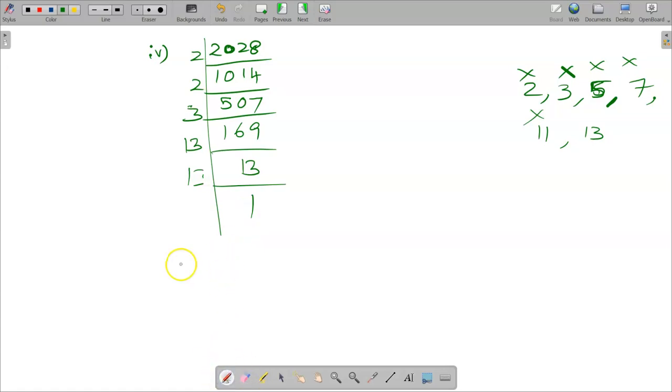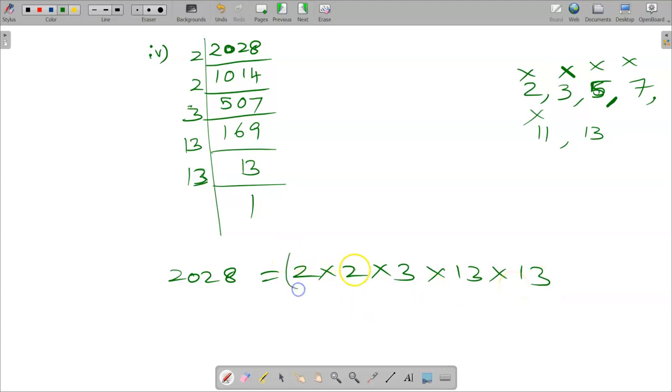So I can write the number 2028 as 2 into 2 into 3 into 13 into 13. So what are all the numbers you have written here, just multiply all the values and then try to make a pair. 2 into 2 is a pair, 13 into 13 is a pair. So only the number 3 has no pair. So 3 has no pair.